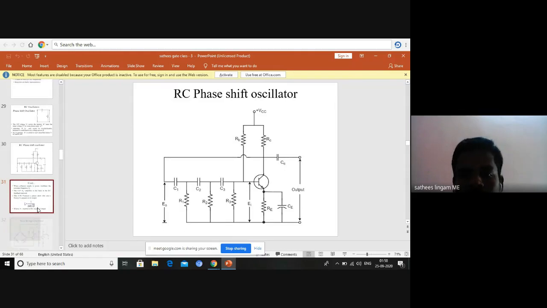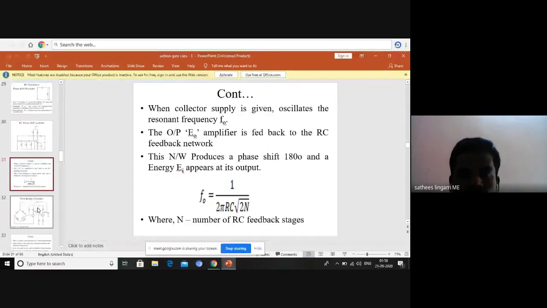So when collector supply is given, it oscillates at resonant frequency F0. The output A0 amplified is fed back to the RC feedback network. This network produces a 180-degree phase shift, and the energy appears at it. So at last we are receiving that the frequency of oscillation is equal to 1 by 2 pi RC, then root of 2n. N is equal to the number of RC feedback stages.